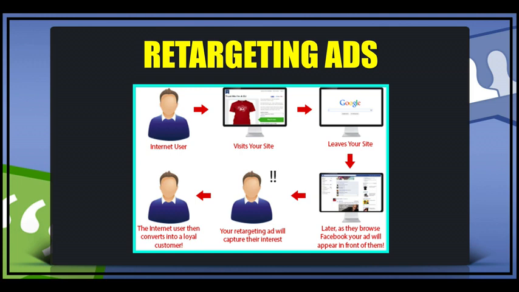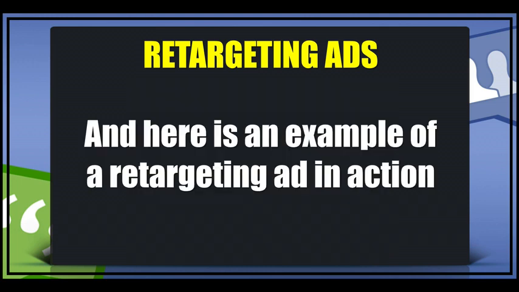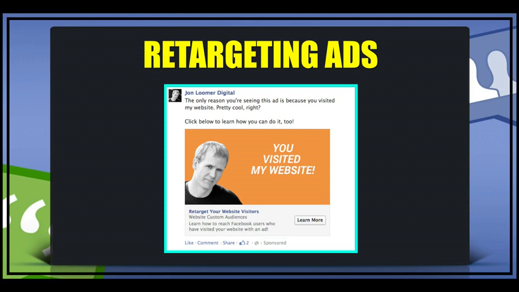It's very, very cool. Now, here's an actual example of a retargeting ad in action. I visited a website and this person used retargeting to throw an ad right back in my face. So as I'm scrolling through Facebook, I see this. Look at the thumbnail there. You visited my website. Look at the description. The only reason you're seeing this ad is because you visited my website. Pretty cool, right? So there you go. I visited their website, and then instantly and automatically one minute later, I'm seeing this in my Facebook newsfeed, and it's automated. He sets it up once and sets it and forgets it.